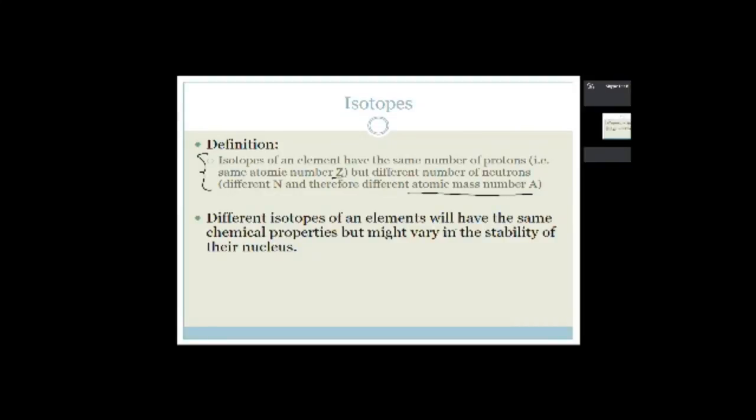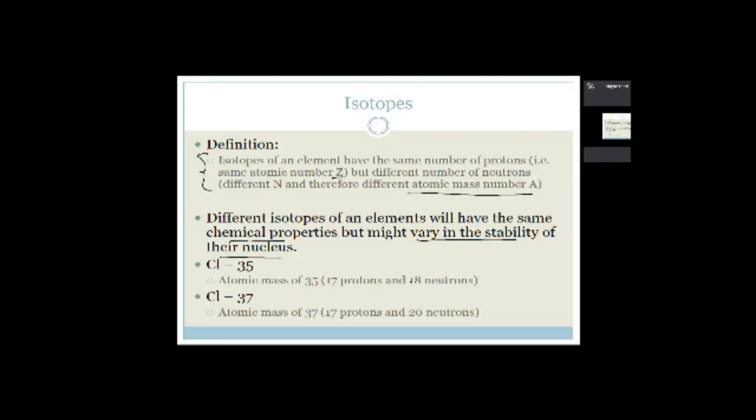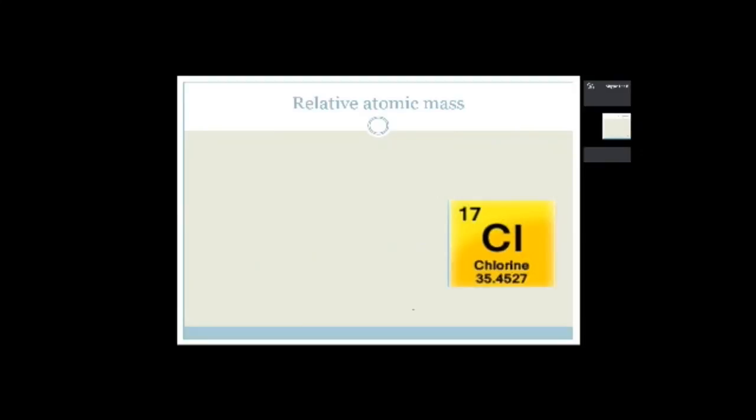Different isotopes of an element will have the same chemical properties, but might vary in the stability of their nucleus. For example, you've got chlorine-35. The atomic mass of chlorine-35 means that it's got 17 protons and 18 neutrons. You also have chlorine-37, which has got 17 protons and 20 neutrons. So those are two examples of isotopes.